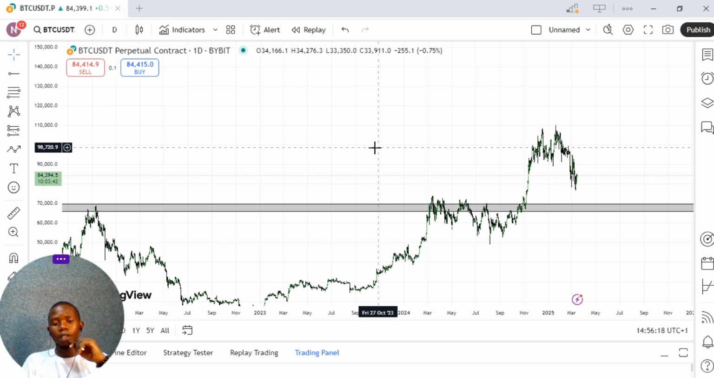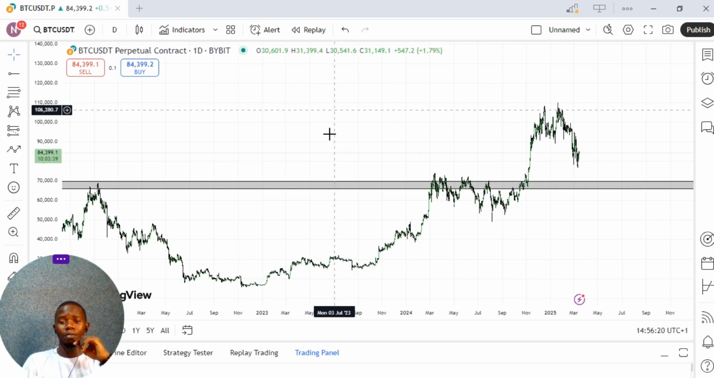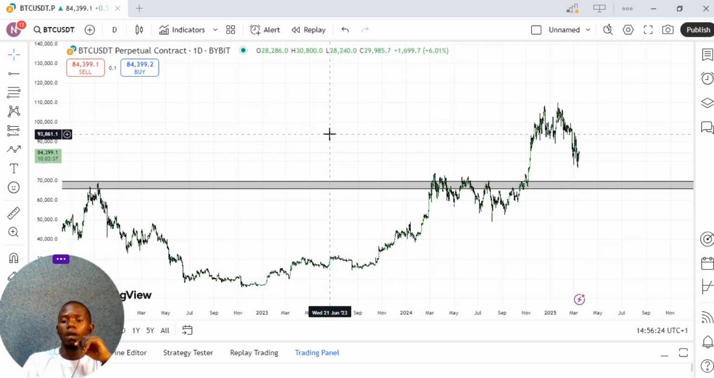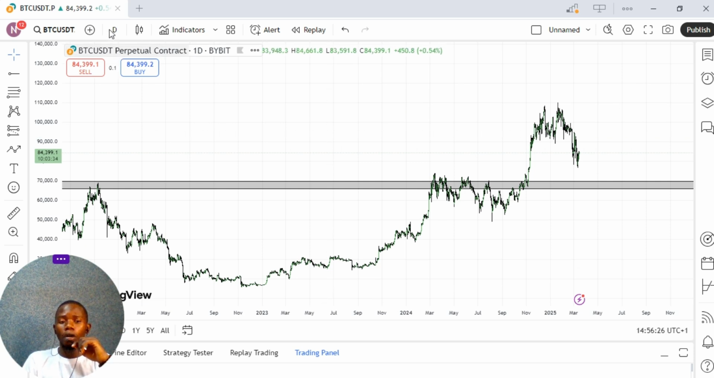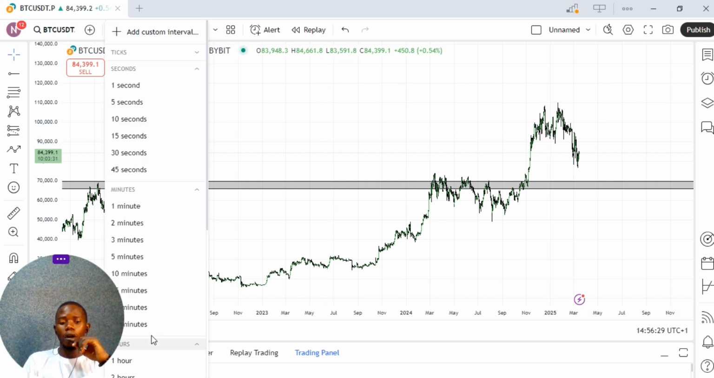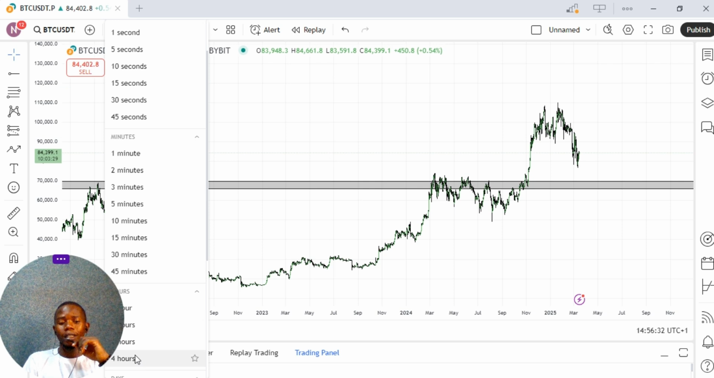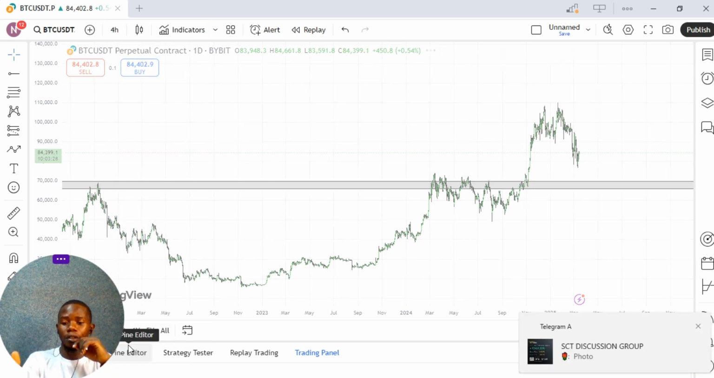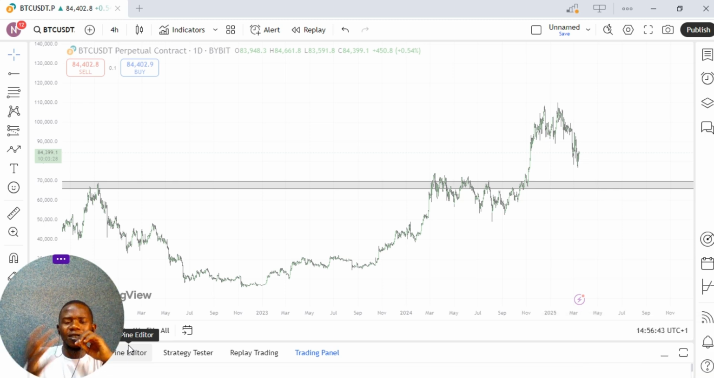So that being said, we can clearly see that BTC is currently still in an uptrend on the daily time frame, but on the lower time frame that we trade on, the 4 hour, we can clearly see BTC is in a retracement phase. On the daily time frame we see an uptrend, then we are seeing a downtrend on the lower time frame. It's just as simple as that.